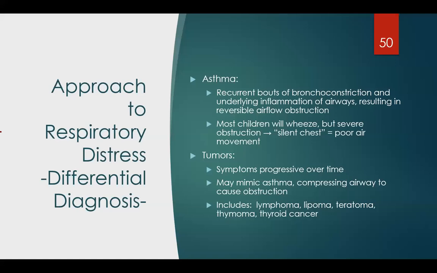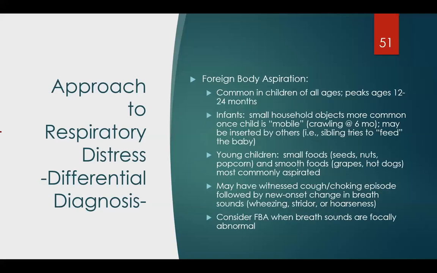They may mimic asthma as they're compressing on the airway. We saw that one picture at the start with that outgrowth into the trachea. That is concerning. Foreign body aspiration usually peaks from 12 months to 24 months. Why? Because they're putting everything in their mouth. Once these children are mobile, they're most at risk. Young children with small foods like seeds, nuts, popcorn, grapes, hot dogs commonly will aspirate.